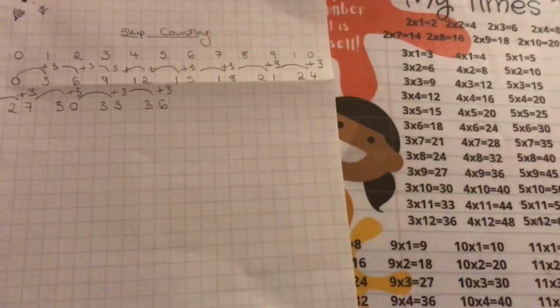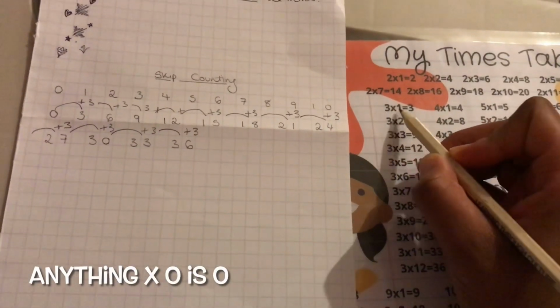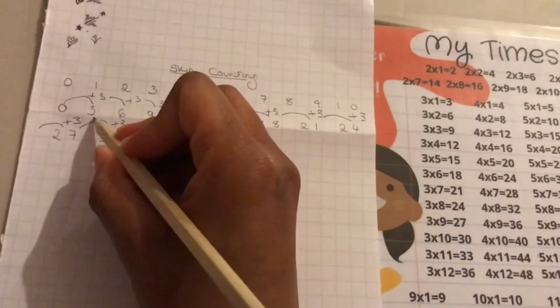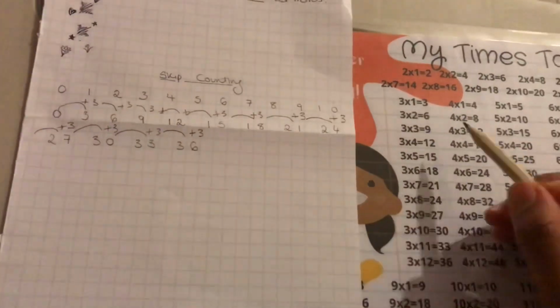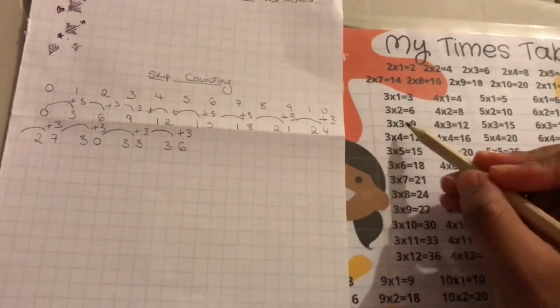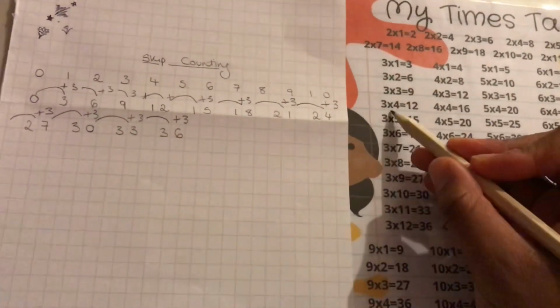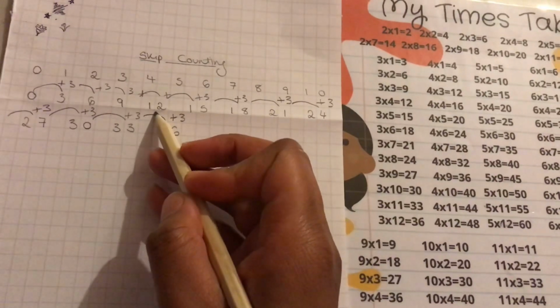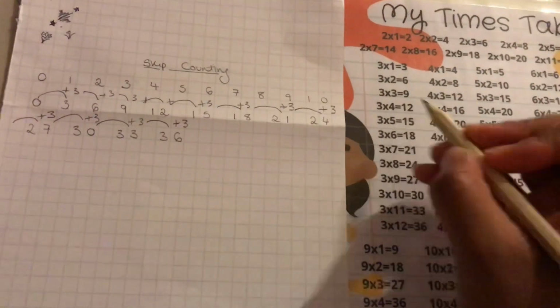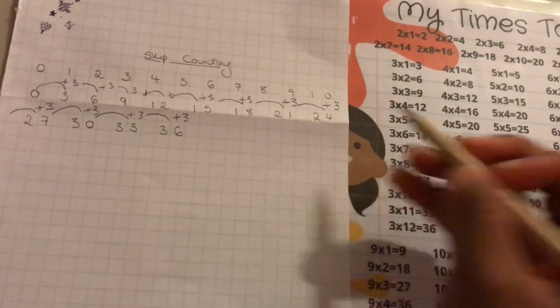When we skip count from 0, we have 3 times 0 is 0. 3 times 1 is 3. So that's 3 times 1. 3 times 2 is 6. So that's 6. 3 times 3 is 9. So there's 9. 3 times 4 is 12. So that's 12. 3 times 5 is 15. 3 times 6 is 18.